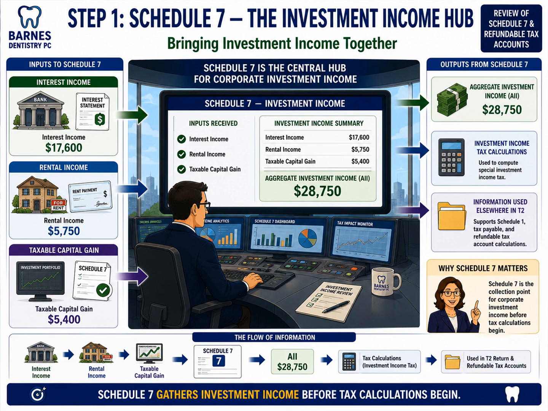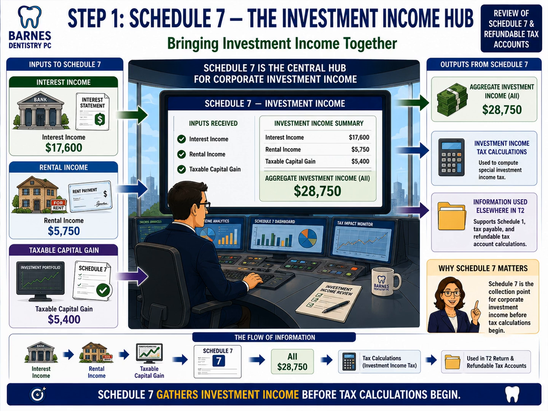The third source is taxable capital gains. Remember that Schedule 6 calculated a capital gain of $10,800. After applying the 50% inclusion rate, the taxable capital gain became $5,400. That taxable amount is what ultimately flows into Schedule 7.